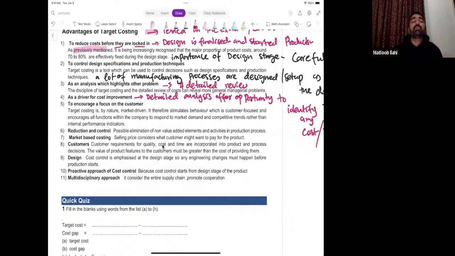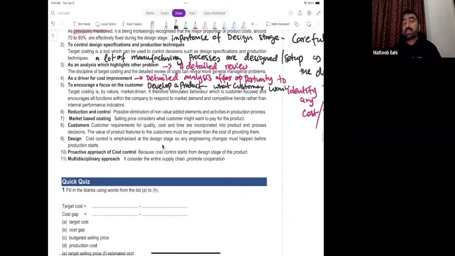Number five, to encourage a focus on the customer. Yes, another very interesting feature of target costing is that it offers the opportunity to develop a product what customers want. So instead of making a product that we want, we know what the customer wants. Then reduction and control. Yes, reduction in the usage of resources, reduction in cost, and more control on the cost of the product. Market-based costing.